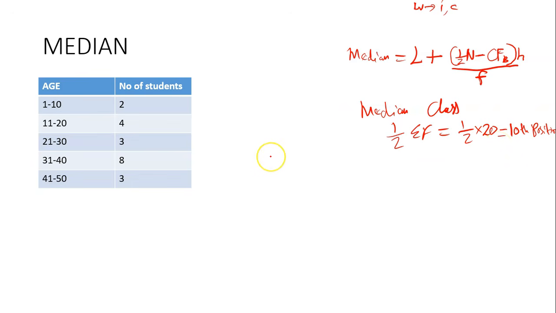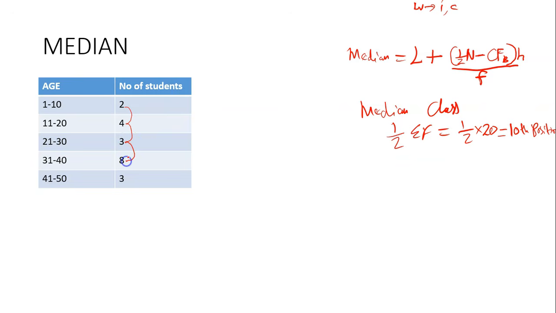So to locate the 10th position, you come to the frequencies. Now, this is 2, right? We are not yet at the 10th position. Now, when you add this 4 to it, you get 6, isn't it? It means that we've not gotten to the 10th position yet. When you add this 3 to it, you get 9. So, we've not gotten to the 10th position because you are getting 9.